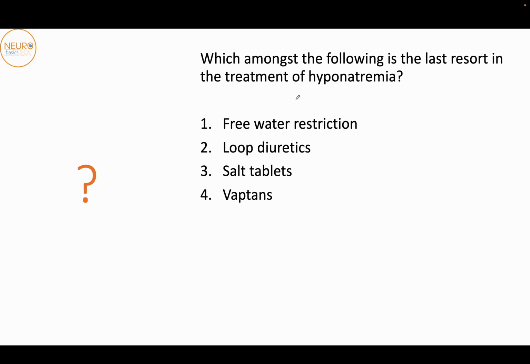Right, so the last question is, which amongst the following is the last resort in the treatment of hypernatremia? Free water restriction, loop diuretics, salt tablets, and Vaptins. Right, so the answer is Vaptins. They are unpredictable. They can cause a lot of problems. We want to use them as a last possible resort in treatment of hyponatremia.